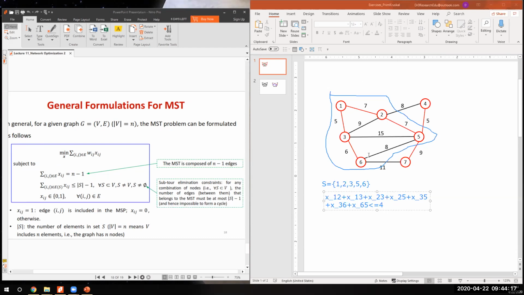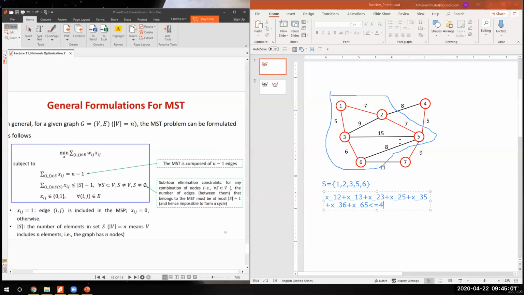So this means that among all the edges included in this subgraph, you must choose at most 4 edges. Why? Because if you choose 5 edges, there's going to be a problem. For example, you can choose 1-2, 2-5, 1-3, 3-6, and also 6-5. So this constraint prevents you from making a subtour, which gives you a cycle. This is called a subtour elimination constraint.